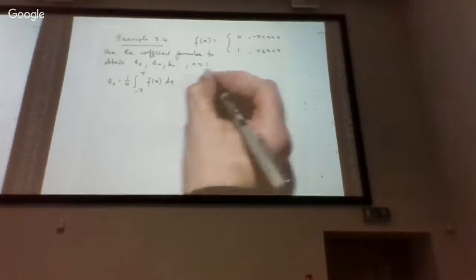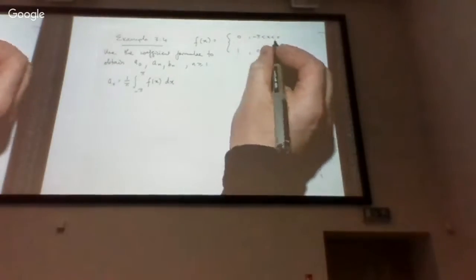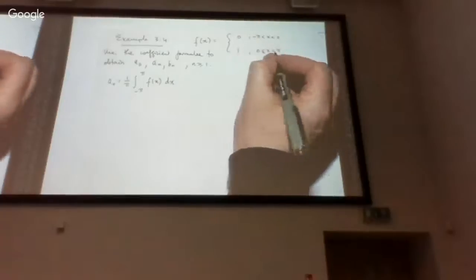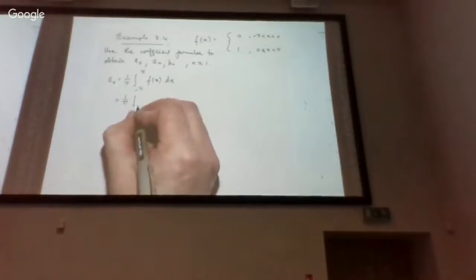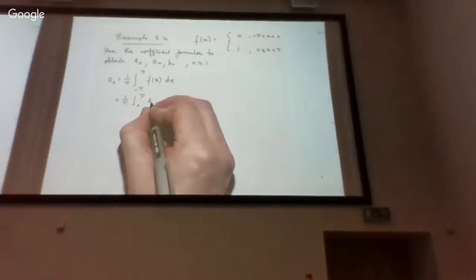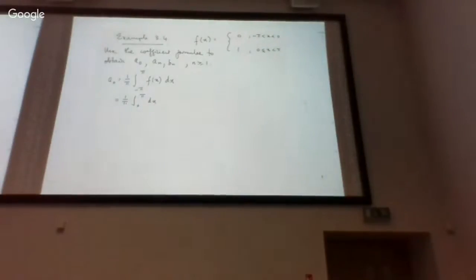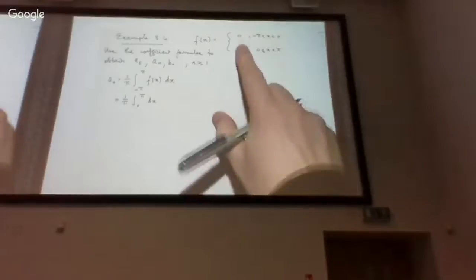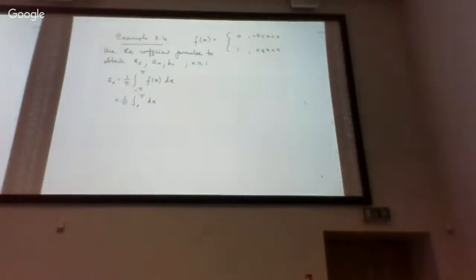Now, what is that? Well, you see, the function f is pretty simple. It's either 0 or 1: 0 on the first half of the integral and 1 on the second one. So really, we're just integrating from 0 to pi dx. That's just bringing in the definition of f. I'm just integrating 1 dx.